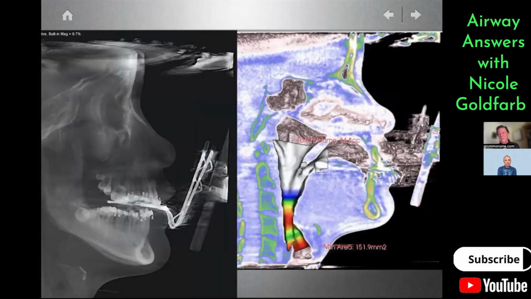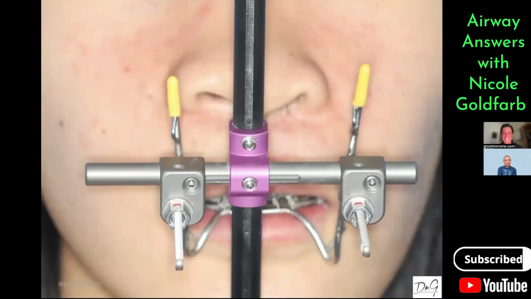The airway is going to open up immensely, but the whole nasal maxillary respiratory complex is going to get changed and help. This is the part in front. It gets dropped down.